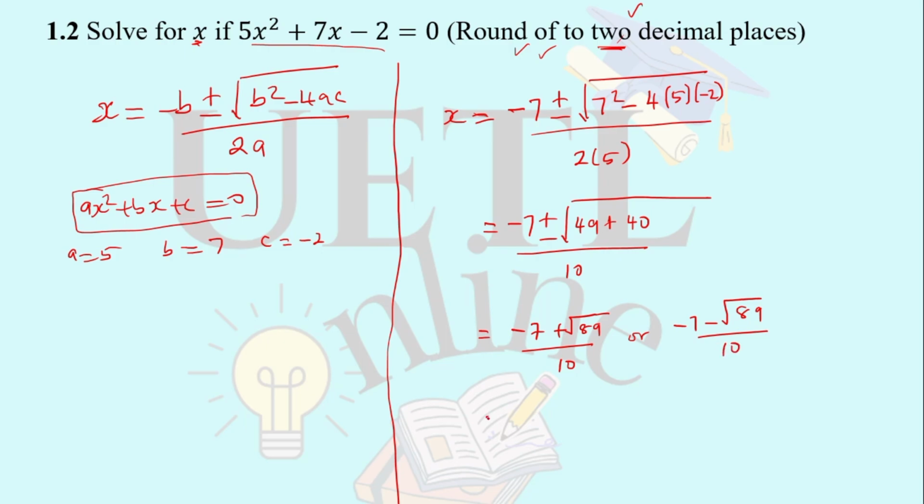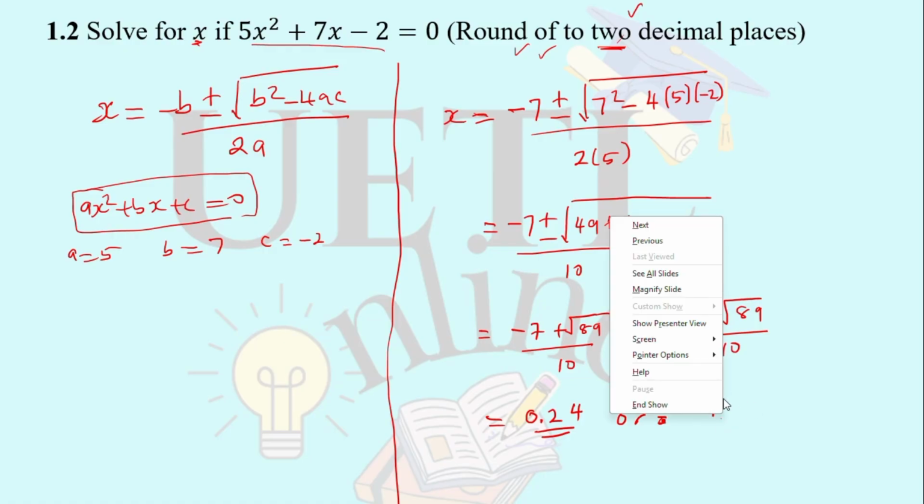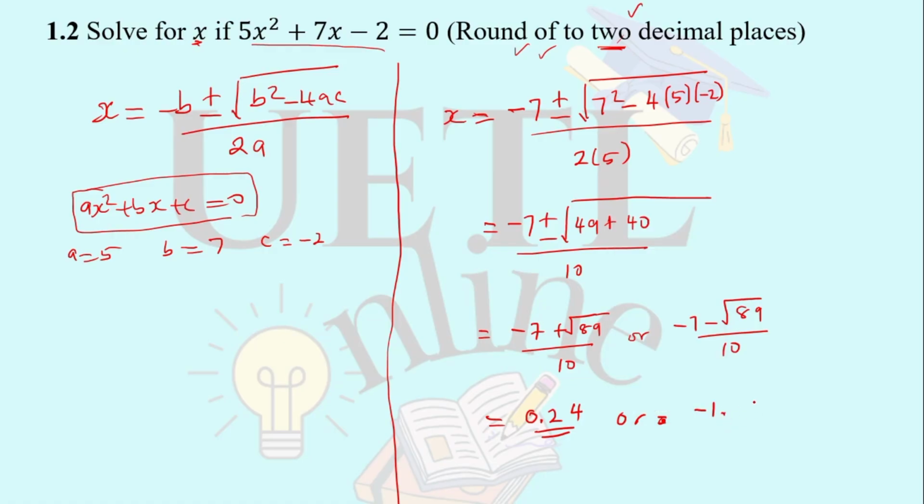We're going to punch this into the calculator and round to 2 decimal places. Our first answer becomes 0.24 when rounded to 2 decimal places. Then if we work out the next one, our answer is minus 1.64. So these are the answers. The only trick here is to remember this formula, then remember the substitution, then solve like this. Let's go on to our next question.